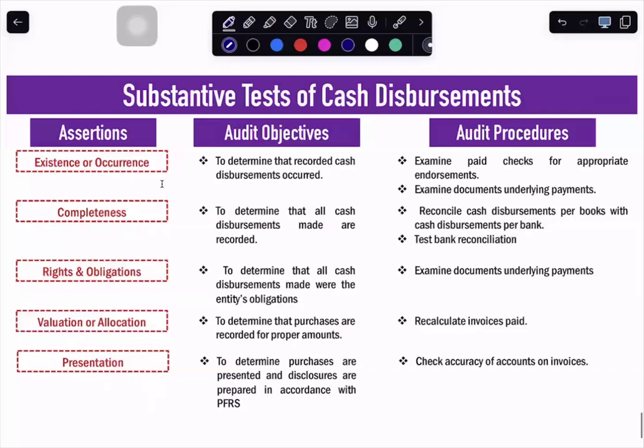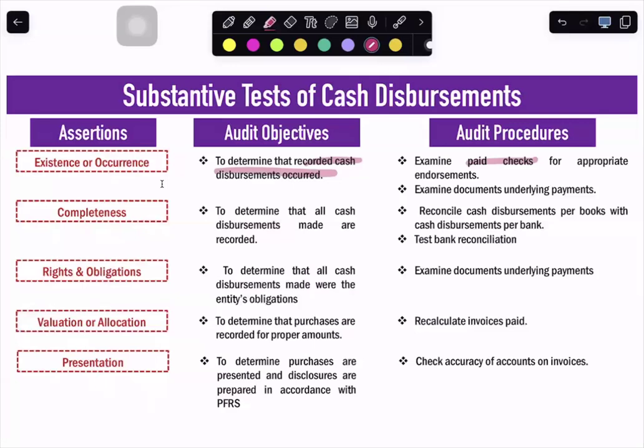And since we're done with the TOC of your cash disbursement, let's proceed now to your substantive test of cash disbursement. So first assertion, existence or occurrence. For existence or occurrence, we determine that recorded cash disbursements occurred. And what are our audit procedures? You look into the paid checks for appropriate endorsements. So when we say appropriate endorsement, whether it is endorsed by our payee.